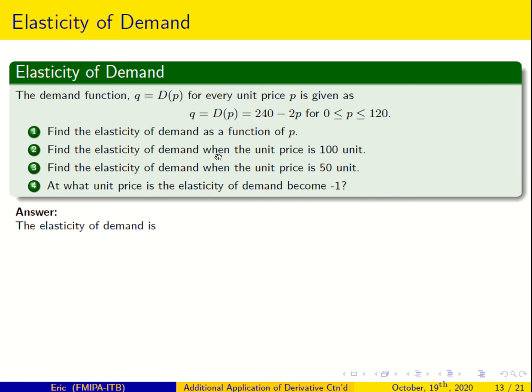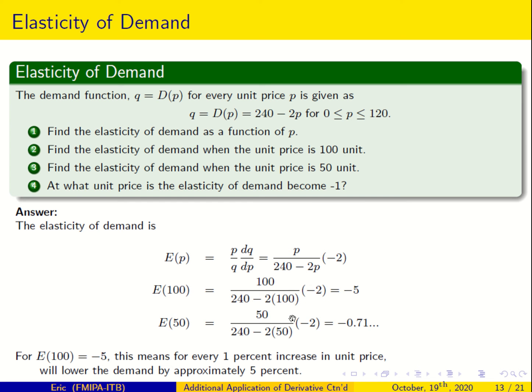The first one, what is the elasticity of demand? It is given by this formula, P over Q times dQ/dP. What is Q? Q is this. So P divided by this, times the derivative of this with respect to P, which is -2. So this is the elasticity of demand as a function of P. What about when the unit price is 100? I can just plug in P equals 100, so I have -5. And when P is 50, I can plug in, it will give you 0.71.